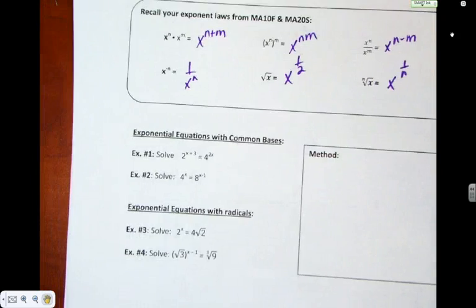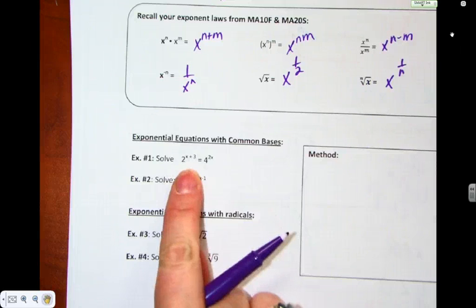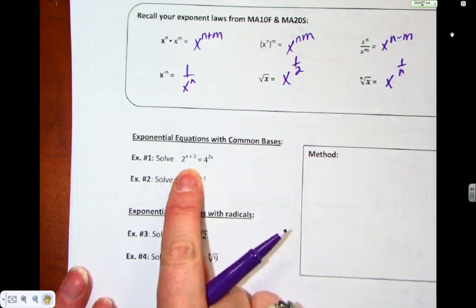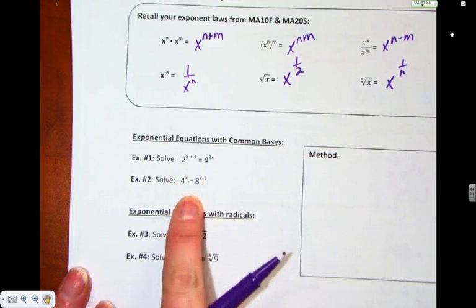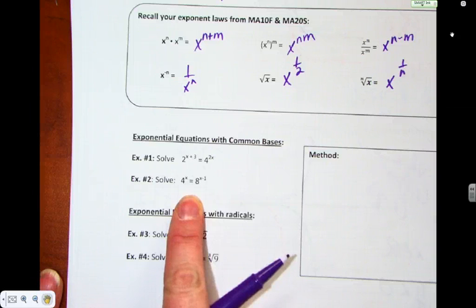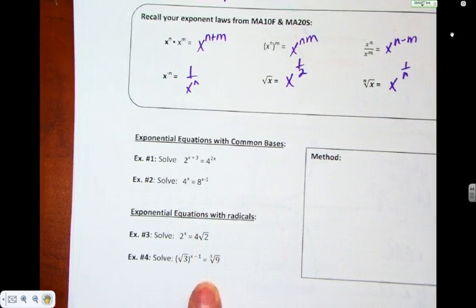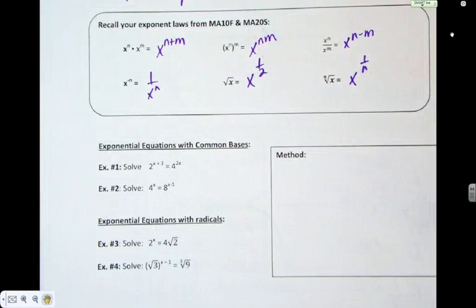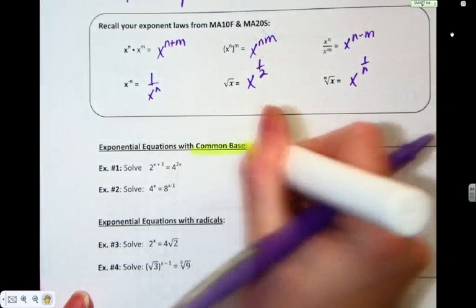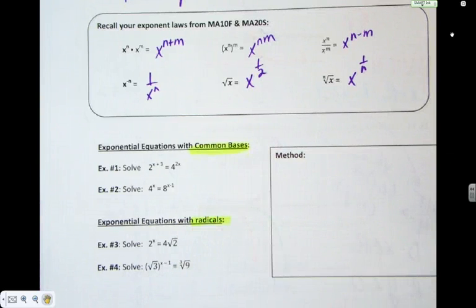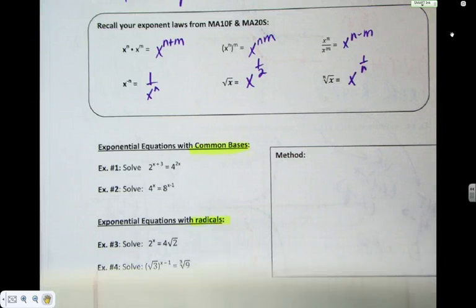Okay, so take a look at the examples. For example, number 1, where's the variable? That's what makes it exponential. Example number 2, in the exponent. 3 and 4, in the exponent. That's what makes these exponential as opposed to anything else. I put them into 2 categories. First is when they have common base. Second is when they have radicals. Grab some paper, not mine, your own.